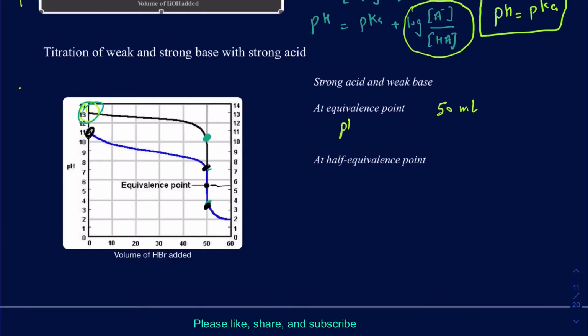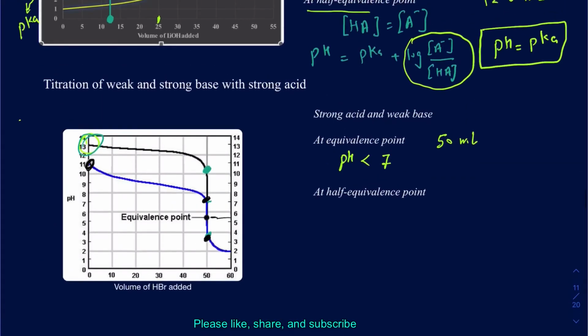And the pH at equivalence point, since I'm dealing with a strong acid and weak base, is going to be less than 7. So that's one thing you want to make sure you understand. The pH is going to be less than 7 because it's a strong acid and weak base. And what exactly that's really going to be, we can look at that graph. In this particular case, it seems like at that equivalence point, the pH is about 5.5.